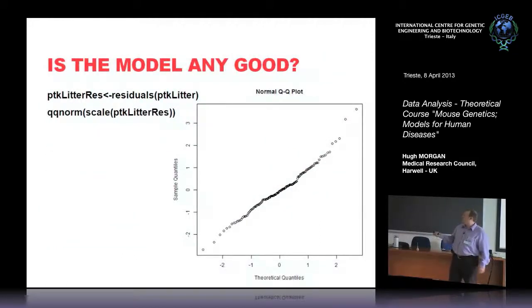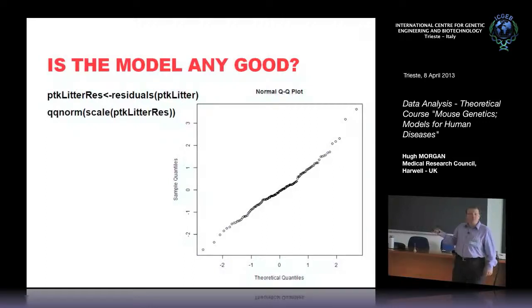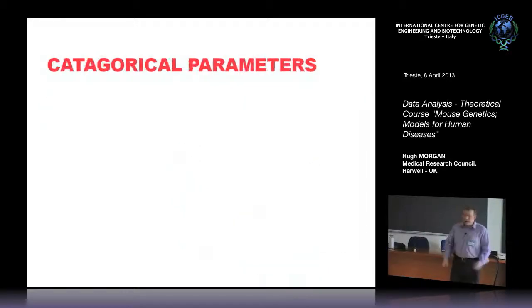If I do the same residual analysis that I did before, now we can see they really do look normal. So we are saying that this is probably a much more accurate representation of the data and a much more accurate estimation of the true genotypic effect than what's gone before. That's all I've got to say about numerical variables.